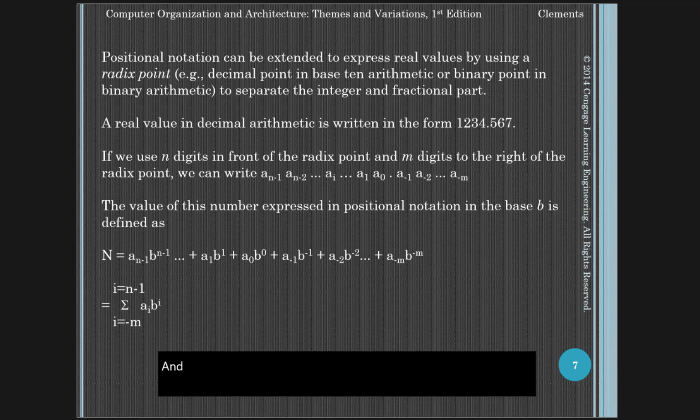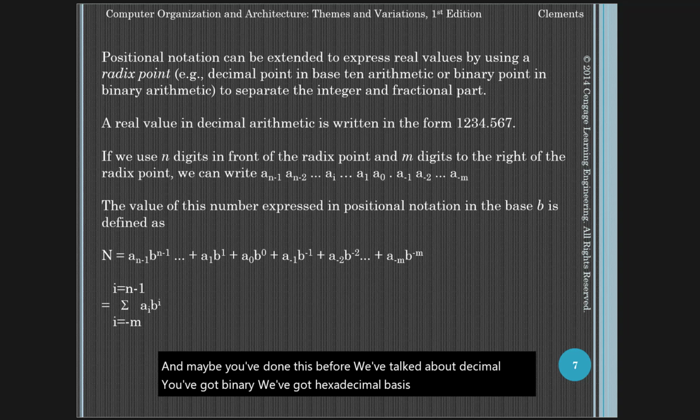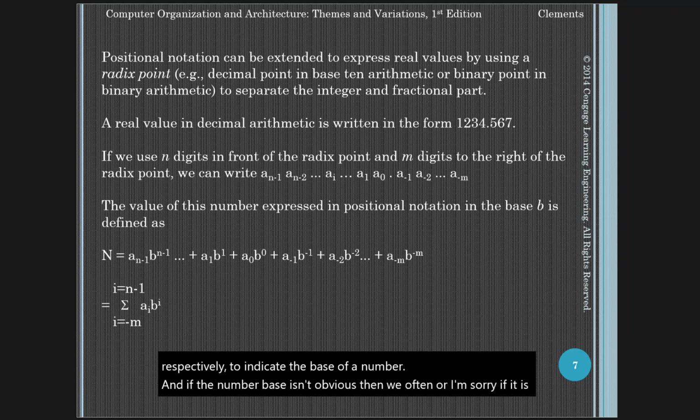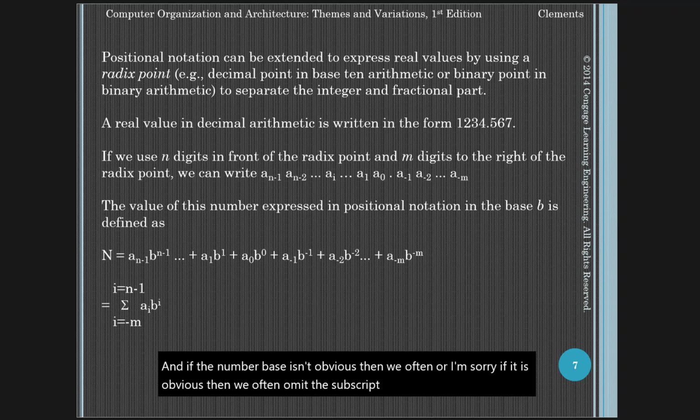And maybe you've done this before. We've talked about decimal, you've got binary, we've got hexadecimal bases. We can employ the same subscripts, right? 10 for decimal, 2 for binary, 16 for hexadecimal, respectively, to indicate the base of a number. And if the number base is obvious, then we often omit the subscript. But that way, if you see it written that way, you understand what they're talking about. Now, again, I hope I'm not losing you in the weeds here with the math.